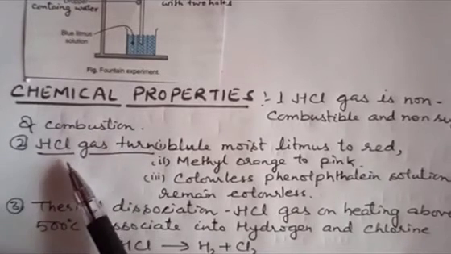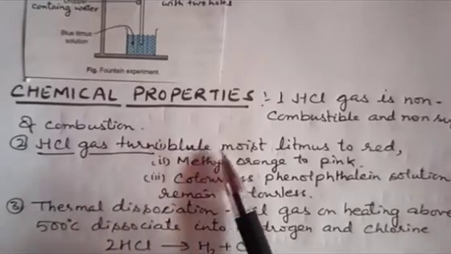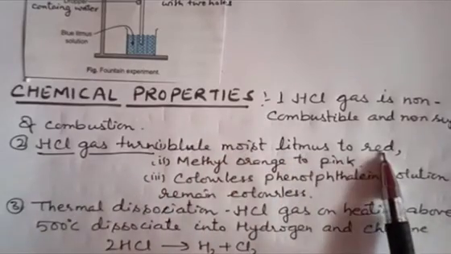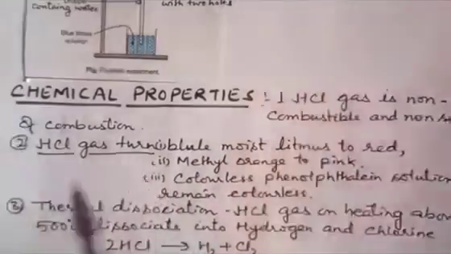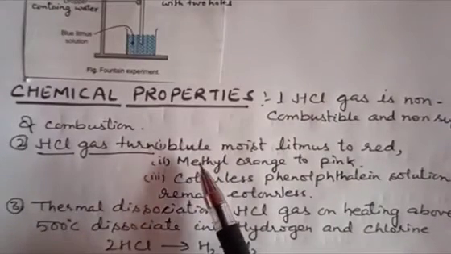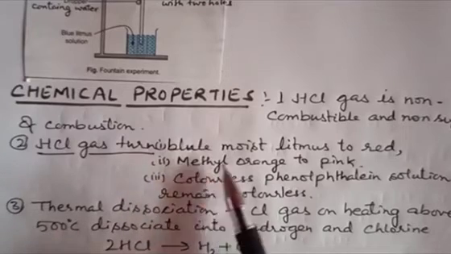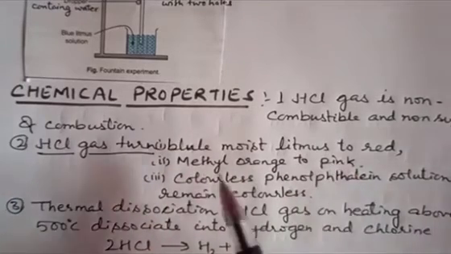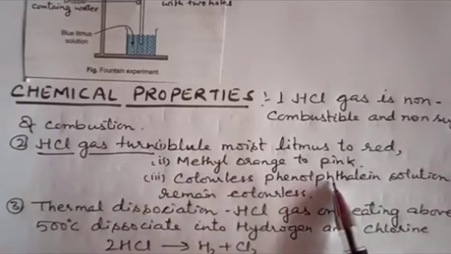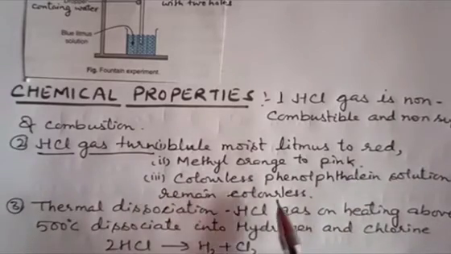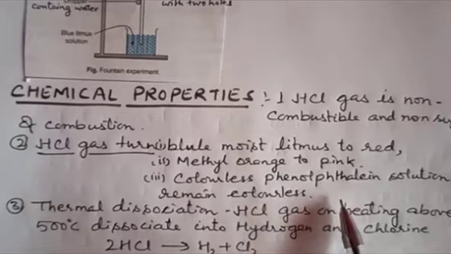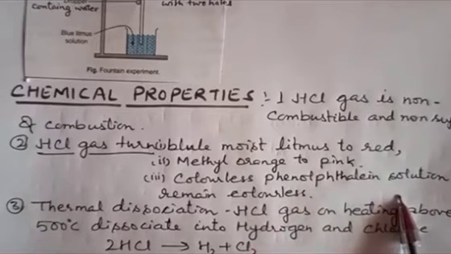Now next, HCl gas turns blue moist litmus to red. This is the acidic test for HCl gas. Second, HCl gas turns methyl orange to pink. And third, colorless phenolphthalein solution remains colorless in the presence of HCl gas.